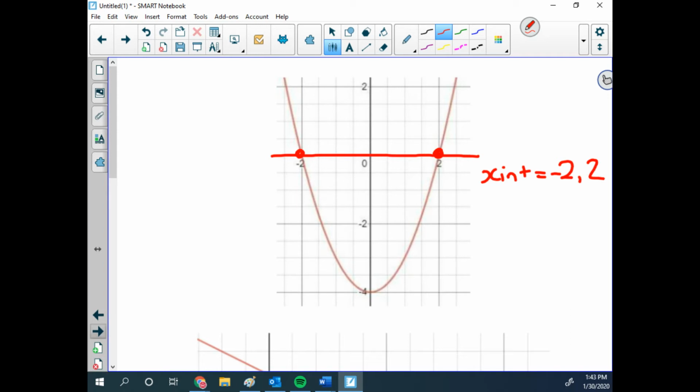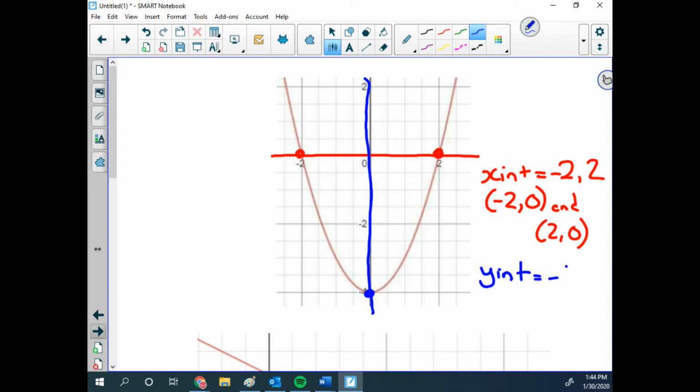I can technically also write those as ordered pairs, that this graph crosses through the points -2, 0 and 2, 0. Now if they ask me, what is the y-intercept of this particular quadratic function? Well, where does it cross the y-axis? The y-intercept is right here, and so my y-intercept is at -4. They might either say the y-intercept equals -4, or they can also express that as an ordered pair, which is 0, -4. Regardless of what kind of function I have, I'm just examining it and seeing where it crosses the x and y axes.